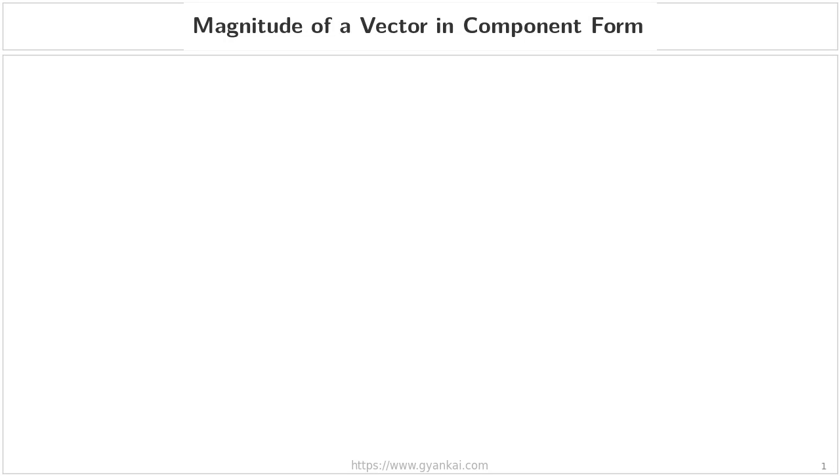Magnitude of a vector in component form. Welcome, everyone. Today, we are going to begin a new topic, the magnitude of a vector in component form.